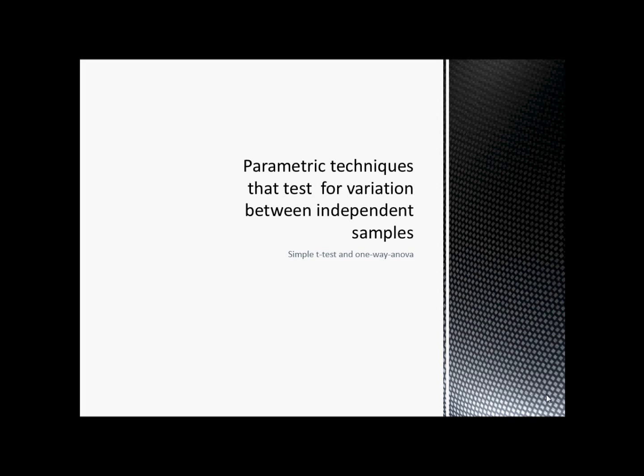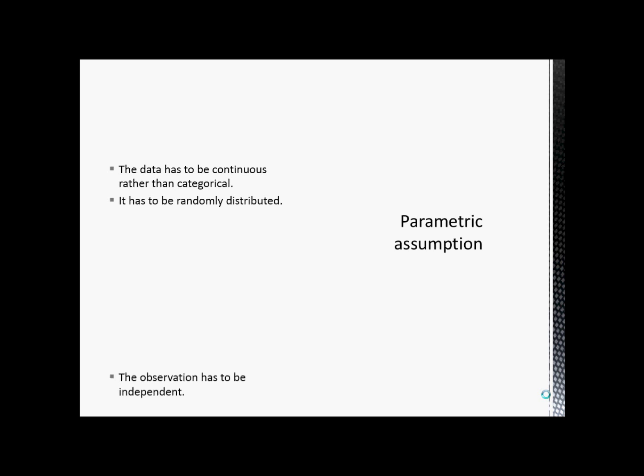Here we'll be looking at parametric techniques that test for variation between independent samples. In other words, we'll be looking at simple t-test and one-way ANOVA. First, you need to make the parametric assumption where the data has to be continuous rather than categorical. The data also has to be randomly distributed.